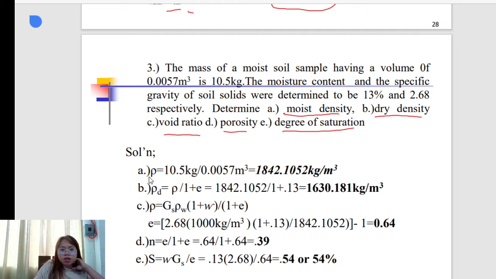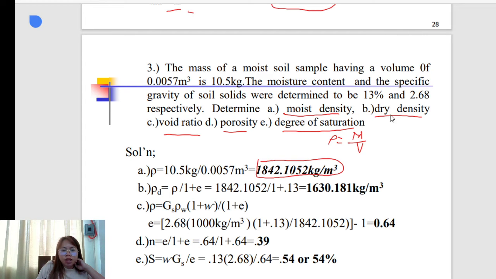So for the solution, the first solution, the moist density: we have this mass of moist soil, which is equal to 10.5 kilogram, and the volume is given also, 0.0057 cubic meter. So just divide this, because density is mass over volume, right? So that the value is this one.